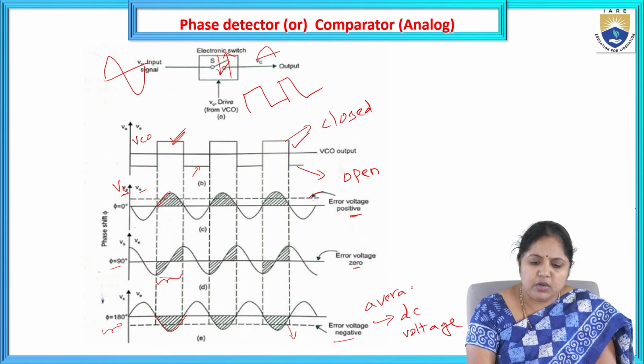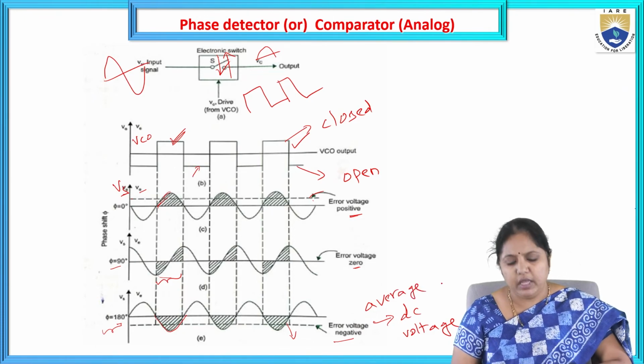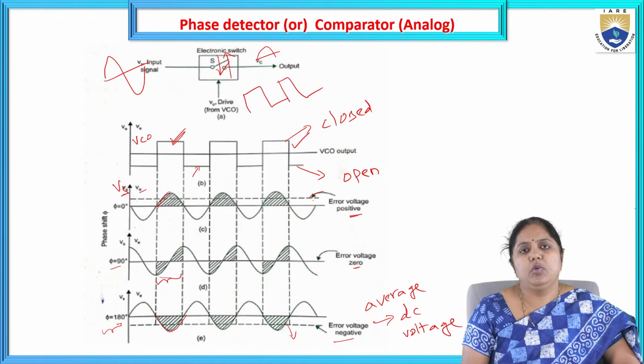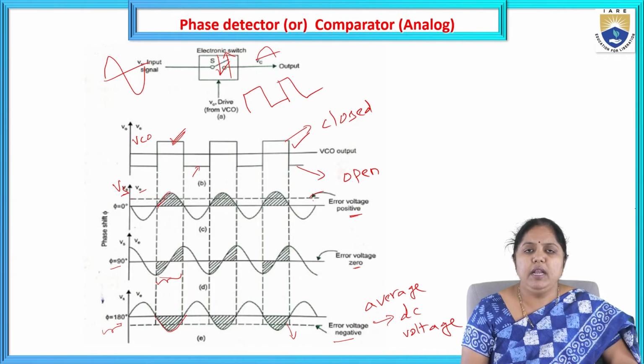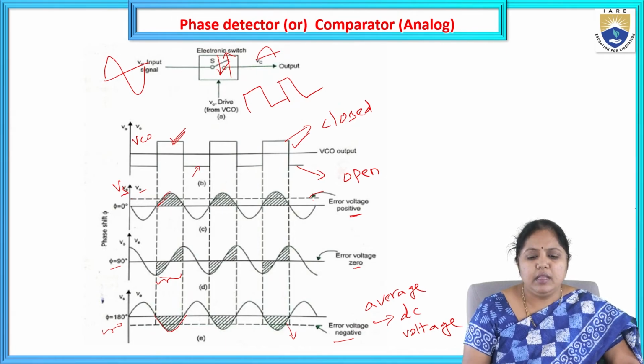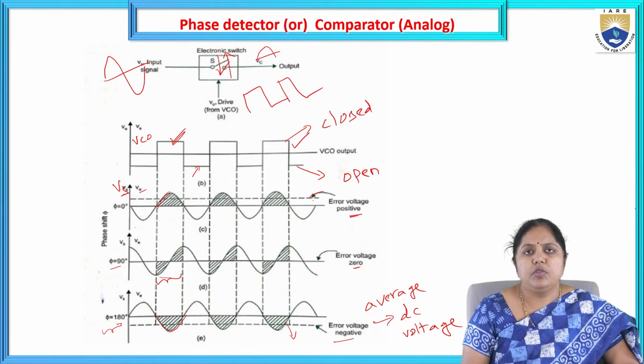This is the negative voltage I am getting here. At that time, your VCO can understand that the output frequency of the VCO has to be reduced. Like that it will consider. Okay, I think it's clear with respect to the analog phase detector.